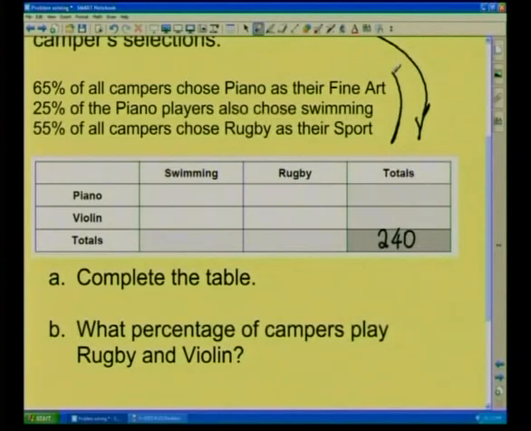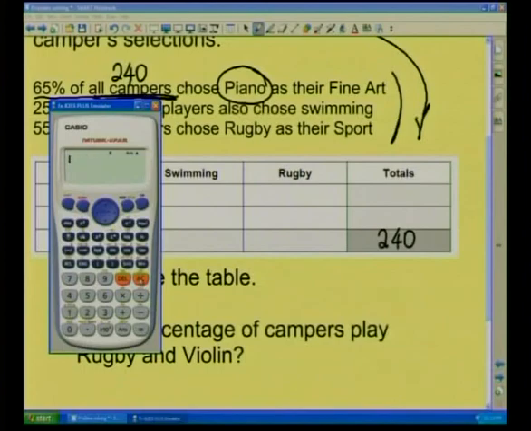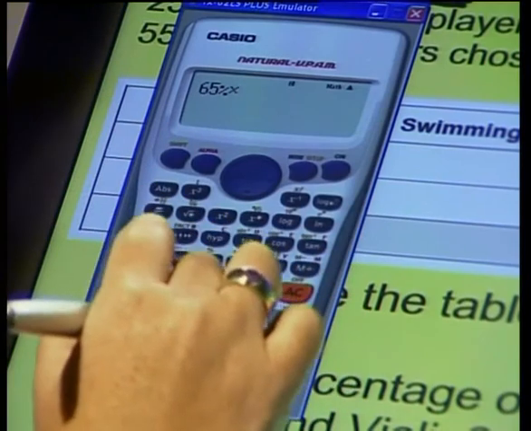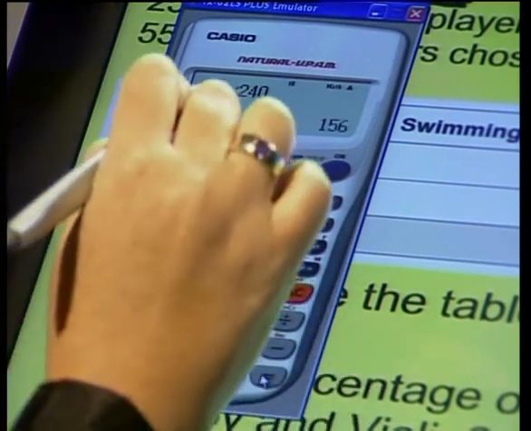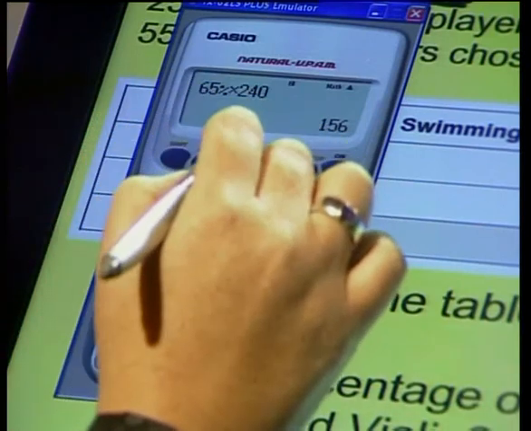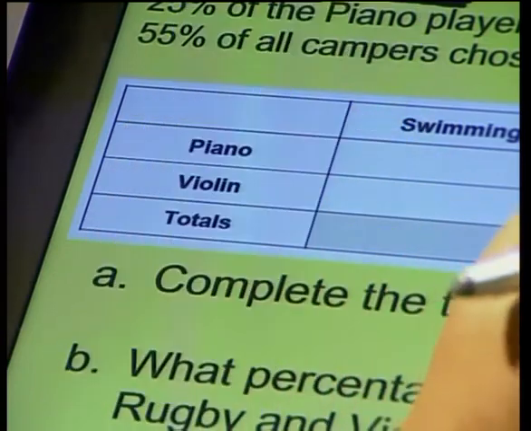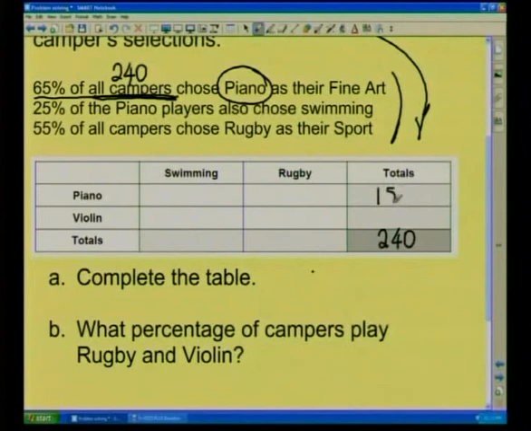that are missing. So it says 65% of all campers, very important. So all campers would be your 240 people, chose piano as their fine art. So we need to work out what 65% of 240 is. So 65% of 240 is equal to 156. So we know that there's going to be 156 people playing piano. That's the total people that play piano.